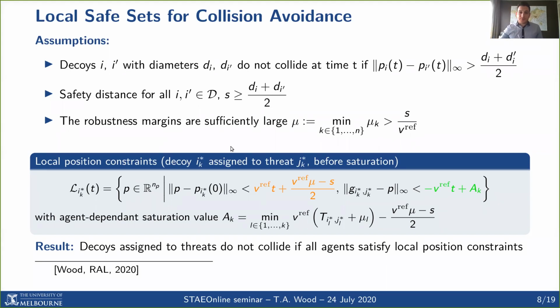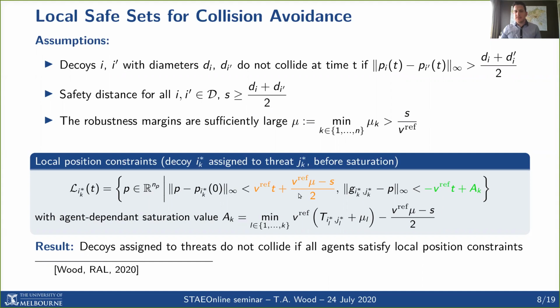So we're looking at two balls, one centered around the destination of the agent, and one centered around its origin, where it came from. And if the robustness margin is big enough, these bounds get bigger the more robustness we have. Mu here is the robustness margin we introduced in the last slide.